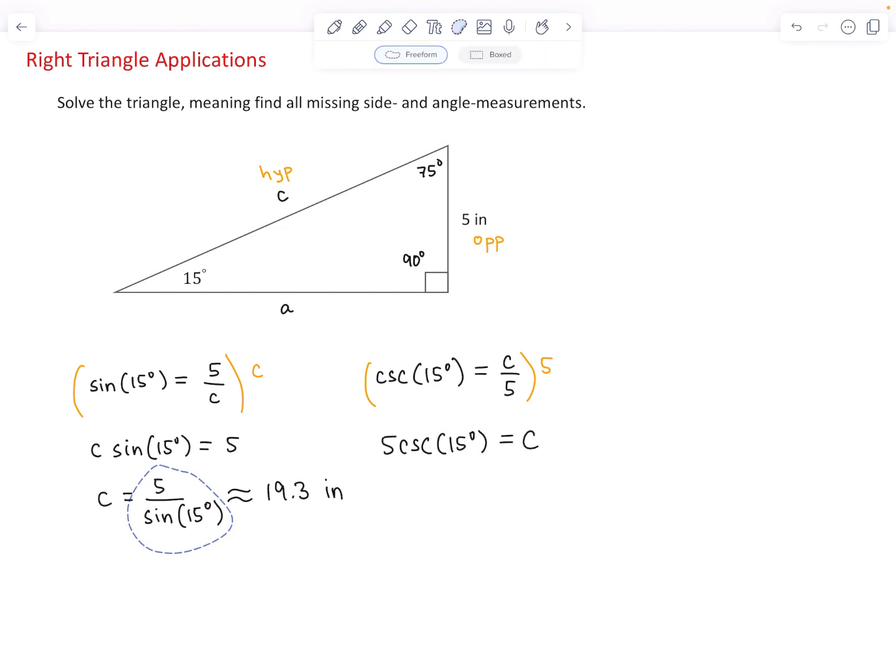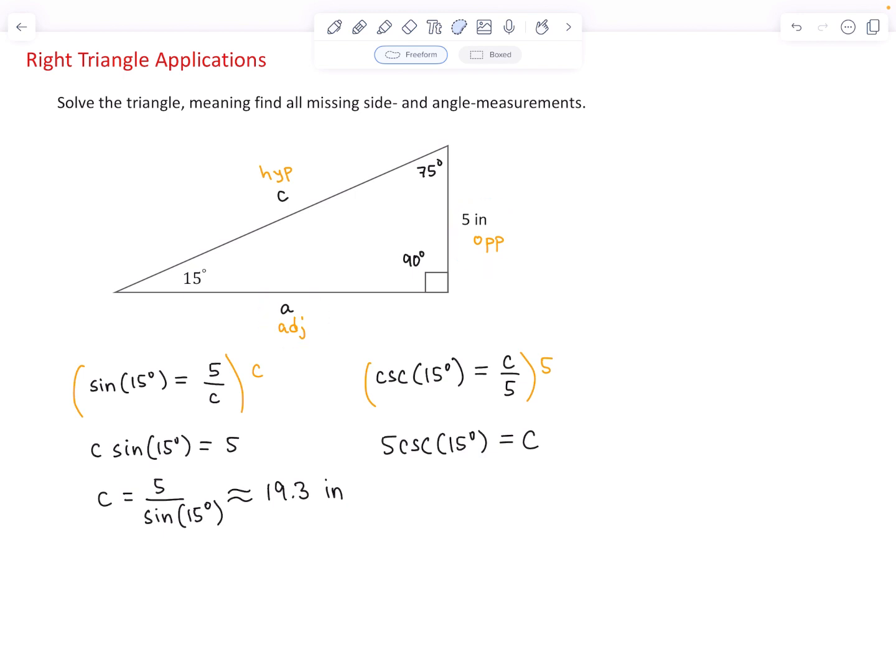Notice how this expression and this expression are the same, because cosecant is equal to 1 over sine. So 5 cosecant 15 degrees is really the same thing as 5 divided by sine of 15 degrees. And if you reach for a calculator, you'll confirm the same 19.3. Now relative to 15 degrees, A is the adjacent. So to find A, I can do a trig function that involves A, which is the adjacent, and 5, which is the opposite.